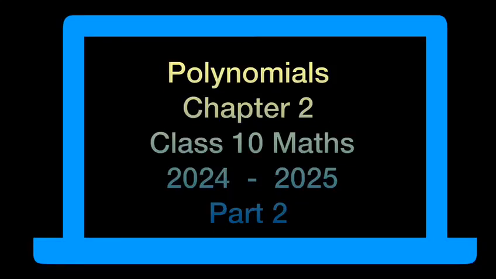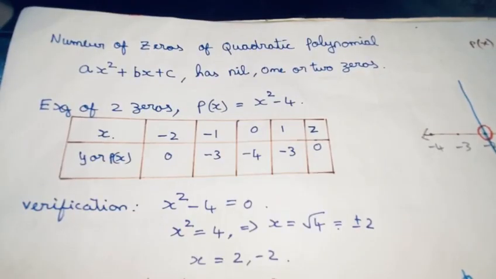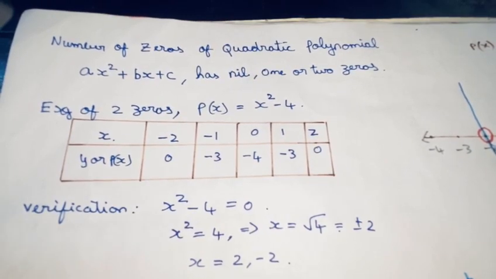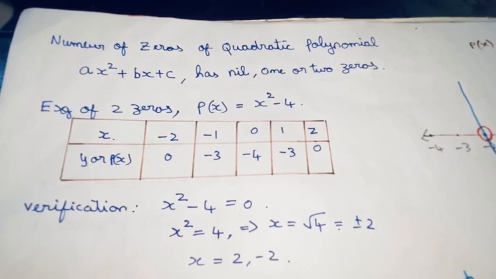In this video, we will understand zeros of quadratic polynomial with its graphical representation. Let's understand zeros of quadratic polynomial. You will have at the most two zeros only. You will get either nil zeros or 1 zero or at the most two zeros. For two zeros, let us consider an example x square minus 4.